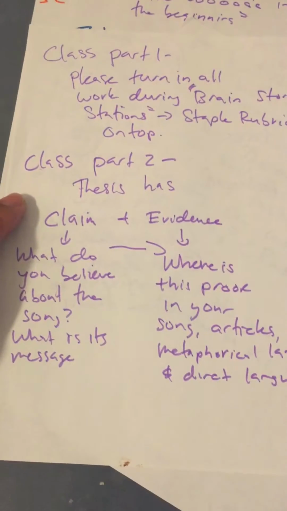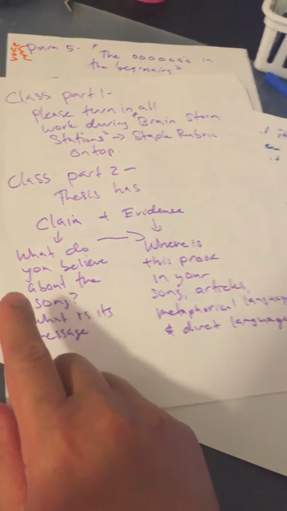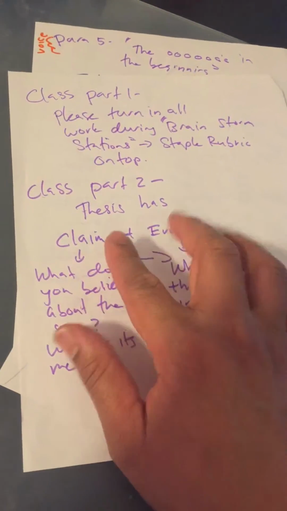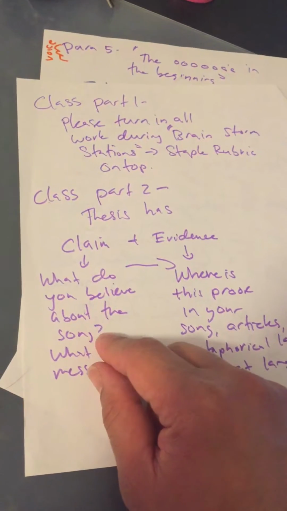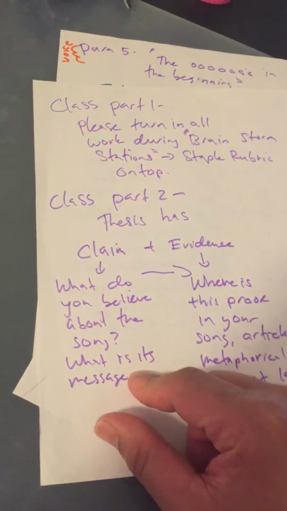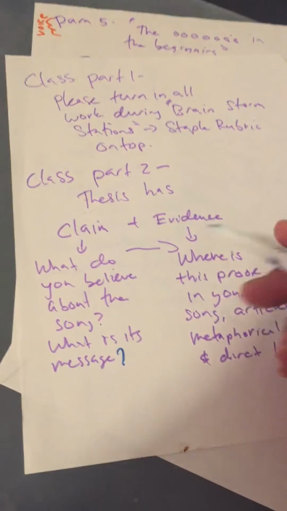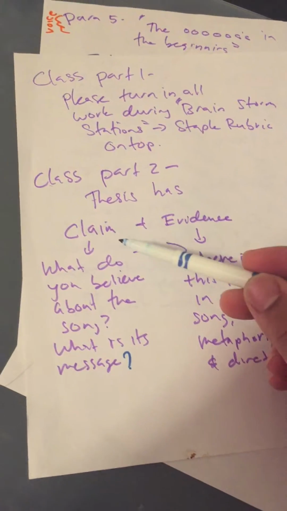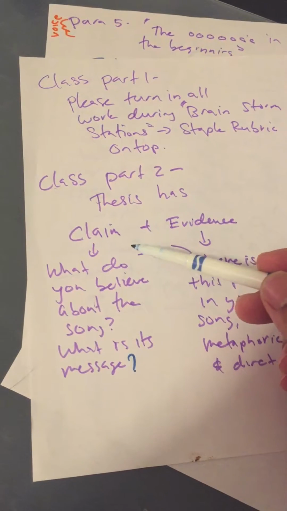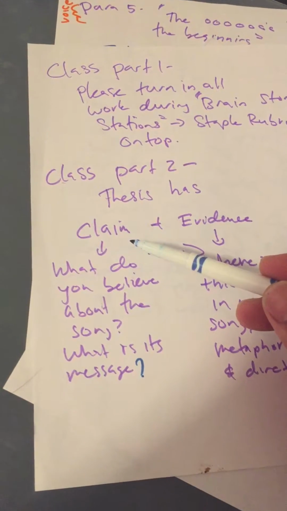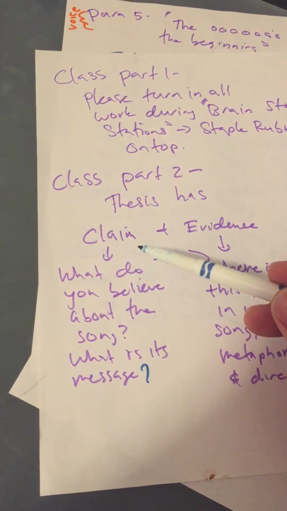All right. Let's review what a thesis is. For most of you, you know that a thesis has to be about a claim plus evidence. What do you believe about the song? What is its message? That's what you're trying to do in the claim. The song shows this harshness about life. This song is about trying to find hope in a situation.